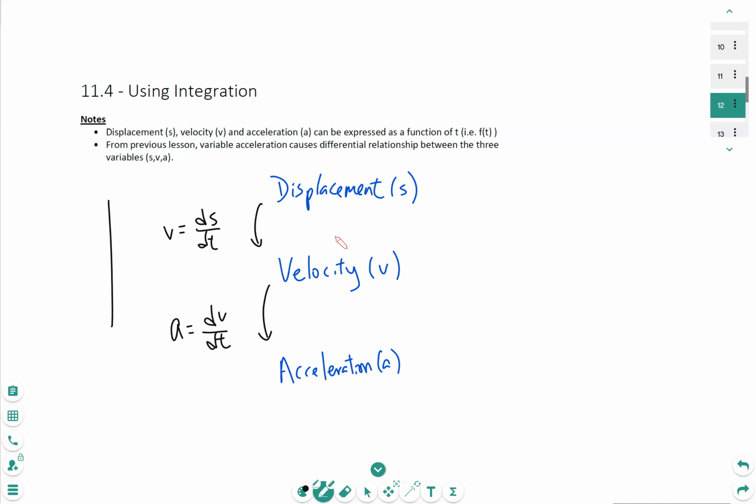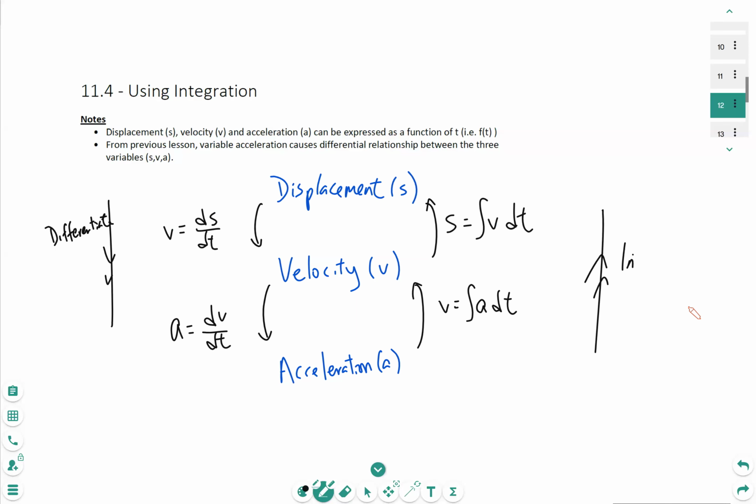So going this way is differentiate. Going backwards, you could imagine it will be integration. So v equals the integral of a dt. That means we're integrating a with respect to t, then we get velocity. And backwards, s equals the integral of v dt. Going upwards is integration.